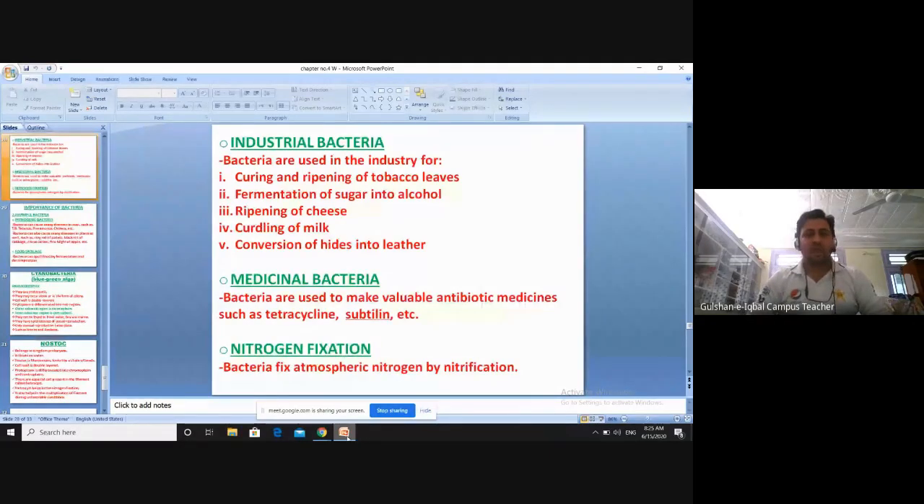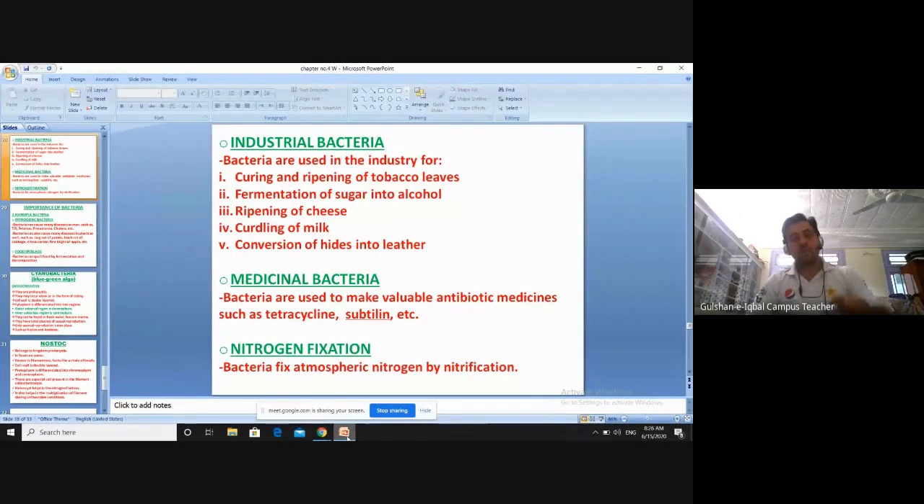Then another most important factor of bacteria is medicinal bacteria. There are lots of bacteria which are used to make antibiotics. Antibiotics are very important medicines, and they can work against bacteria as well. For example, tetracycline and many more antibiotics are made from bacteria. In industry, there is a non-sterile area where we normally make the antibiotics, and the antibiotics are used to treat different kinds of infections.